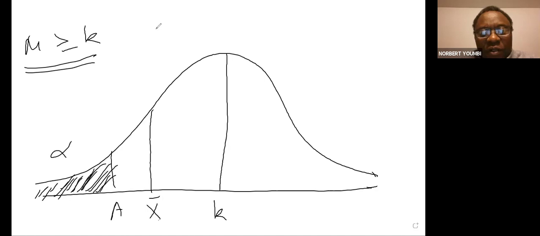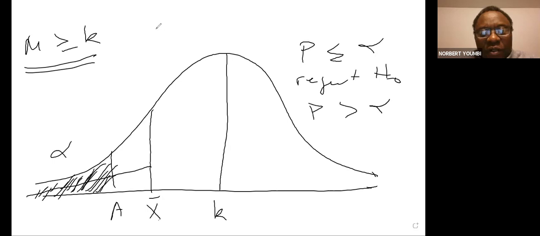For a right tail test, we will be talking about the area to the right of the test value. So we are going to decide based on the p-value. If p is less than or equal to alpha, then the statistic is in the rejection region. We reject H0. And if p is greater than alpha, we do not reject H0.